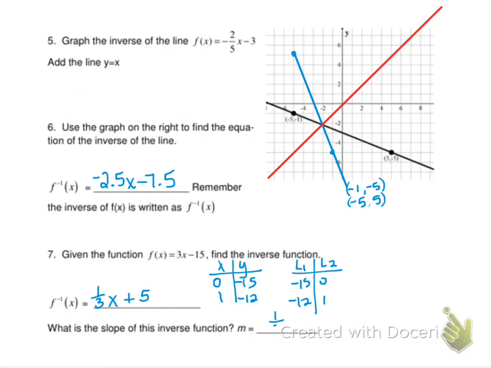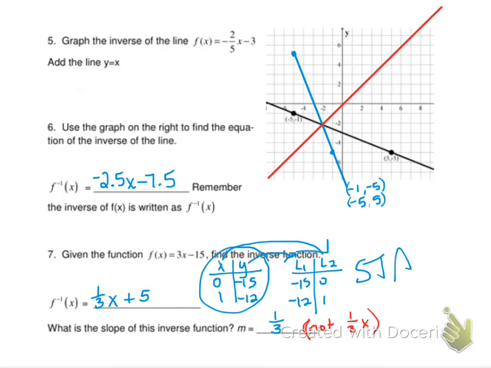Okay, the slope of that would be 1/3. It's important that you know how to find the slope. Remember, the slope is not 1/3 x, it's just 1/3. Okay, so find the inverse, switch x and y, put them in stat, get a new equation. So once again, found x and y, and then I switched them, and then used the stat function in the calculator.